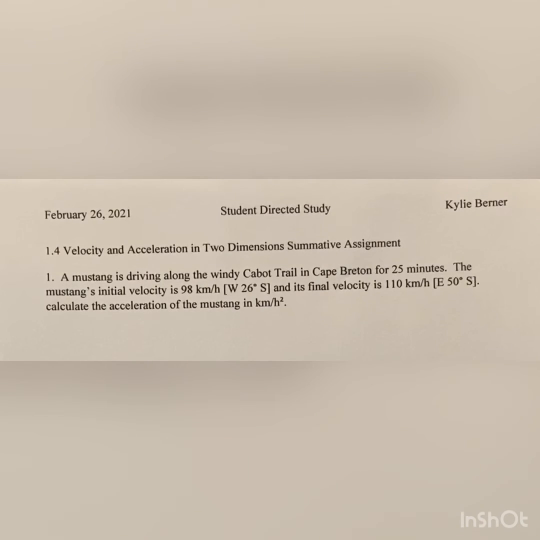A Mustang is driving along the Windy Cabot Trail in Cape Breton for 25 minutes. The Mustang's initial velocity is 98 kilometers per hour, west 26 degrees to the south, and its final velocity is 110 kilometers per hour, east 50 degrees to the south. Calculate the acceleration of the Mustang in kilometers per hour squared.